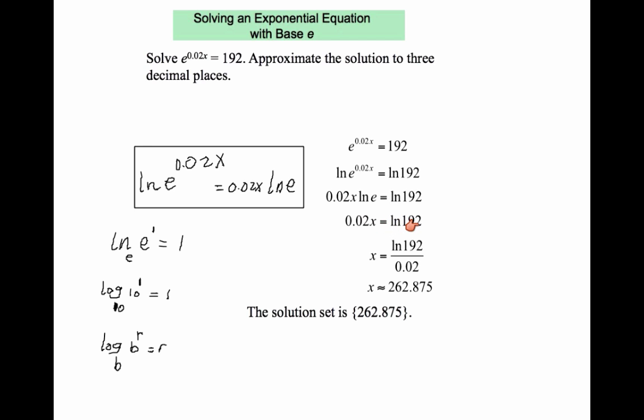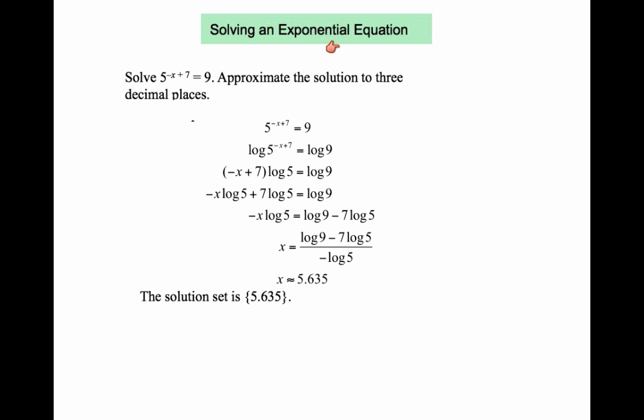0.02x is equal to natural log of 192. To solve for x, I divide both sides of the equation by 0.02. So I'm going to use my calculator here to obtain this result, 262.875. So the solution is in the brackets. You can write it as 262.875.